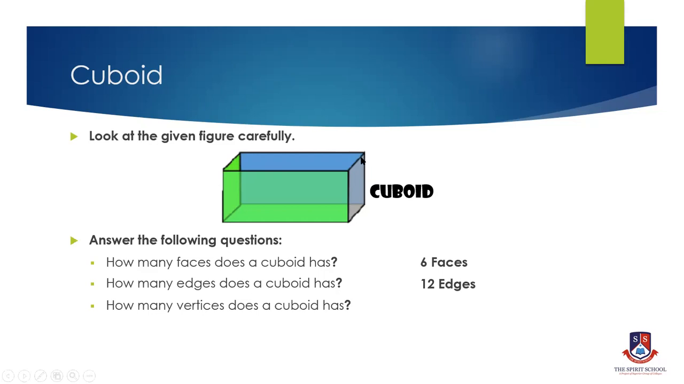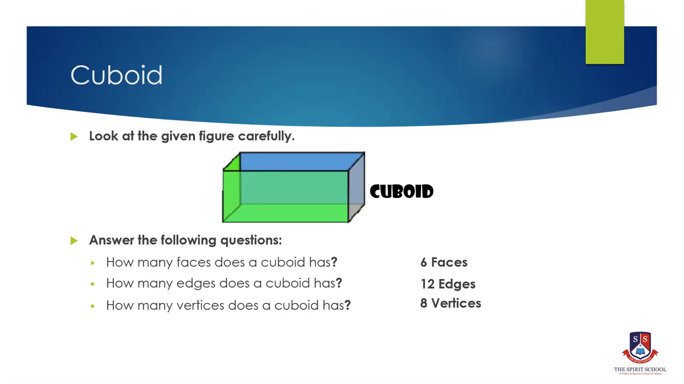So here is one vertex, here is the second vertex, here is the third vertex, here is the fourth, here is the fifth, here is the sixth, here is the seventh, and here in the background is the eighth vertex. So basically there are a total of 8 vertices. These numbers are the same as those of a cube.